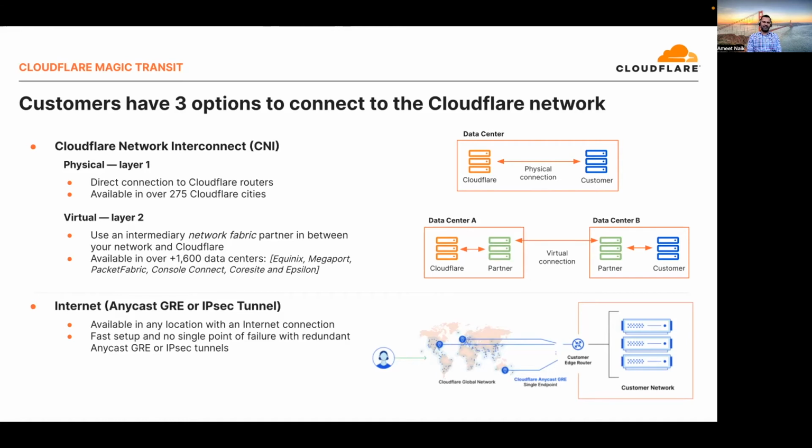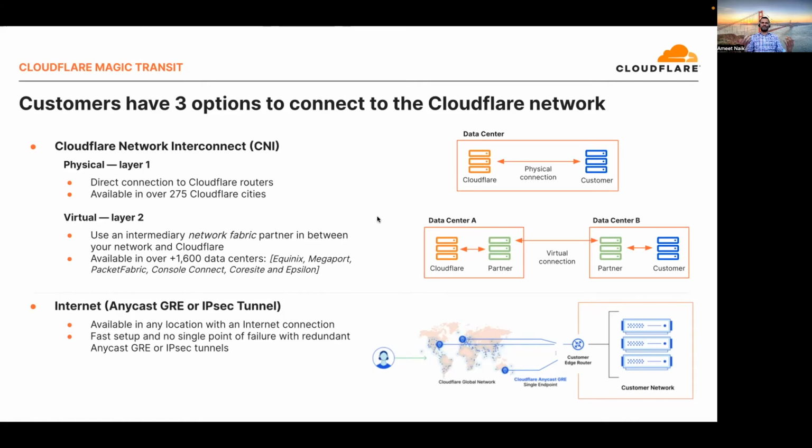And that gives you a little bit more control over performance, gives you some end-to-end guarantees on how that traffic is going to flow. But if you can't do that, or if you want to set up connectivity really quickly when you're under attack, for example, you can also use our Anycast GRE or Anycast IPsec tunnels over the internet. And this provides a really easy, quick way to set up connectivity between the Cloudflare network and your network.